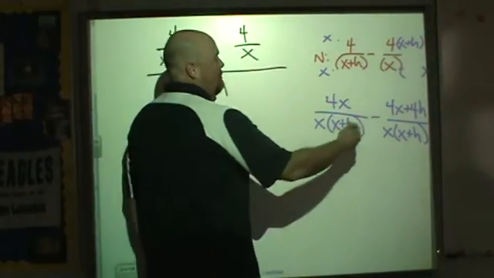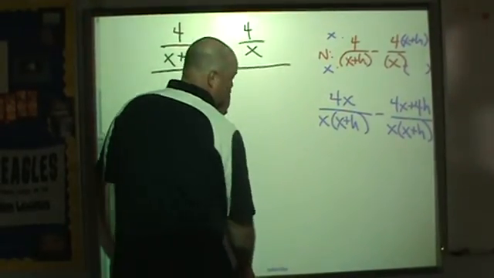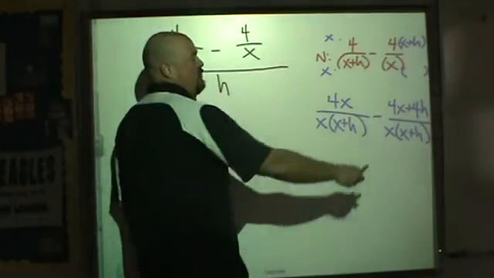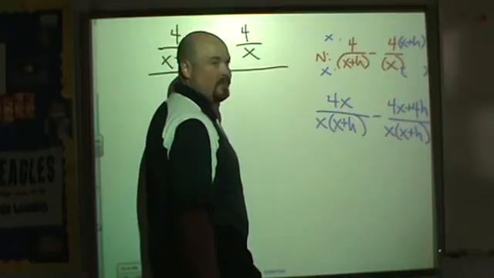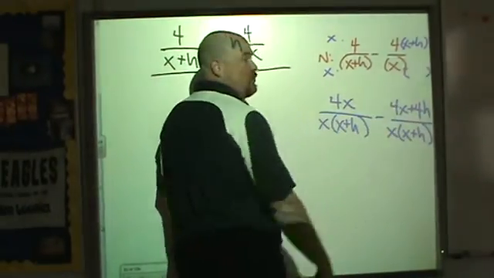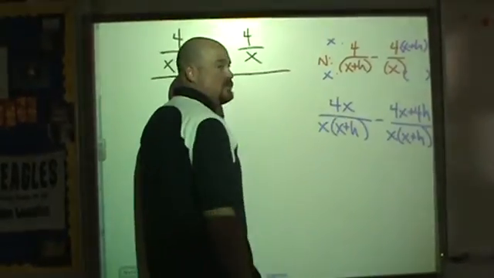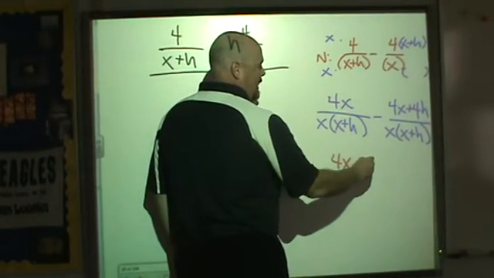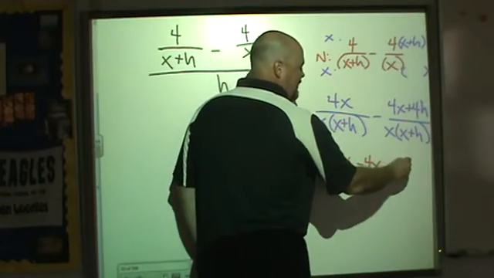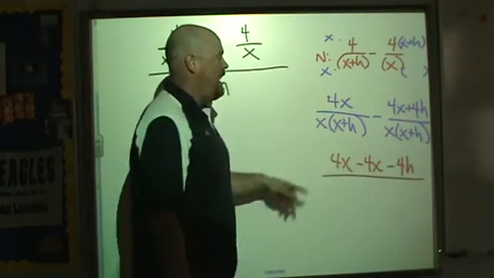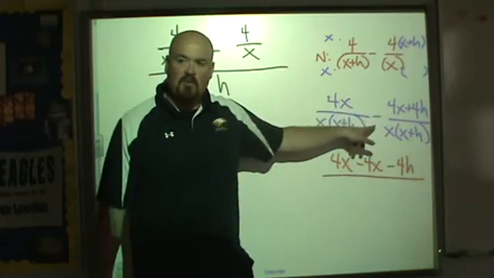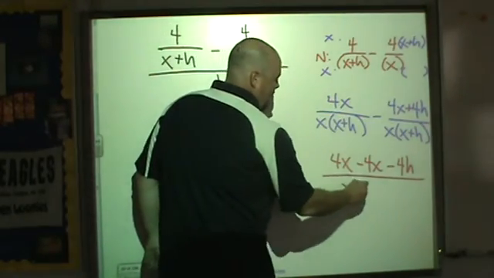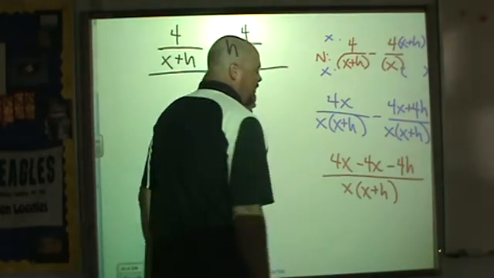Okay, now when I combine these, you Algebra 2 people are going to recognize this. You pre-calc people should remember it as well. I'm subtracting a fraction. That fraction, I'm only going to subtract the numerator, but the numerator has two terms. So in essence, what I'm going to have is 4x minus 4x minus 4h, right? I'm subtracting 4x, I'm subtracting 4h. On the bottom I have x plus h.